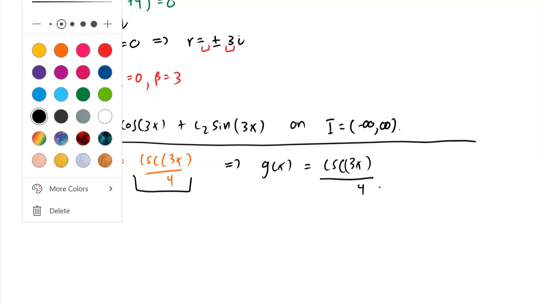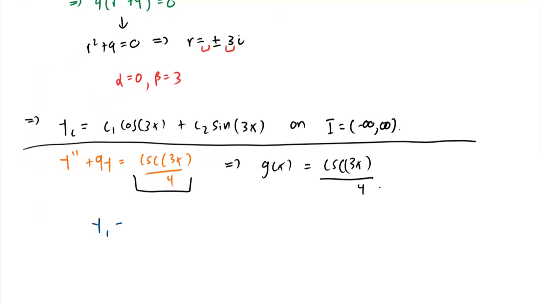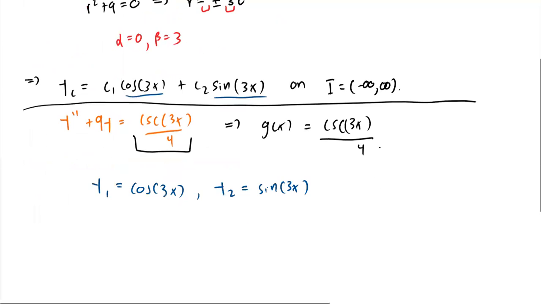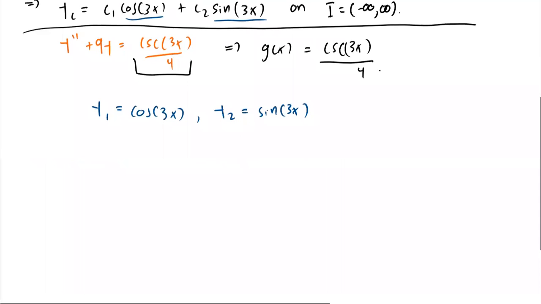Right? It's that. What else? We also need y1 and y2, and that's all we need. Right? We need g of x, y1, and y2. So y1 is just given through here, cosine 3x. And then y2 is this solution here. Okay. So let's go ahead and find u1 prime and u2 prime.